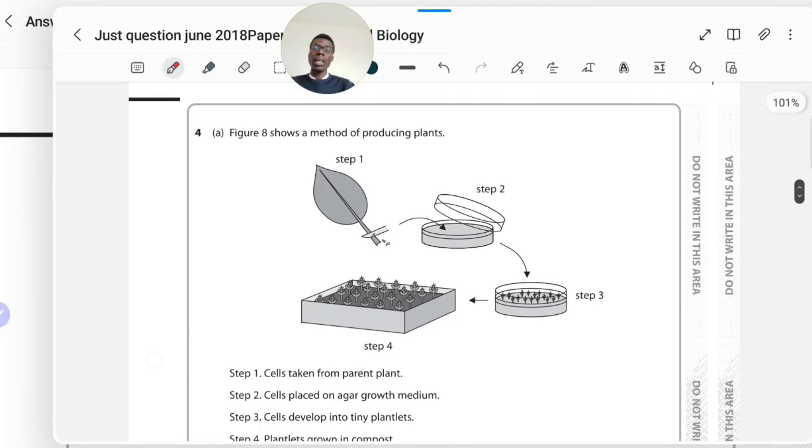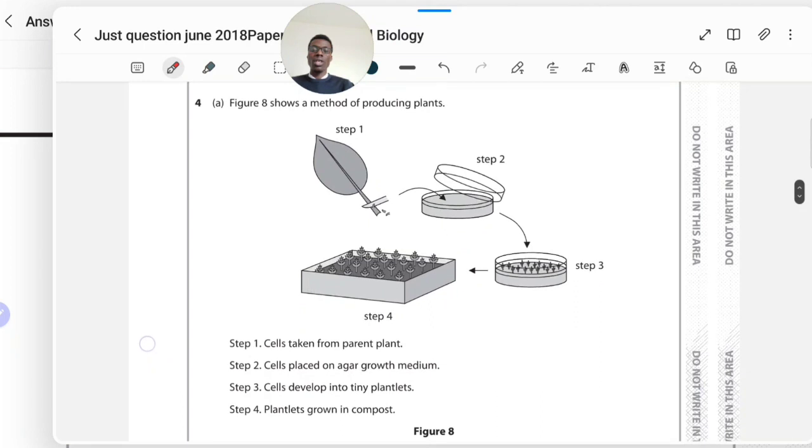Make sure you are trying to do that. Now, this one says figure 8 shows a method of producing plants. So, step 1, you can read through that. This is a parent plant. A cell is picked, taken from it, placed in agar medium, then develops into a tiny plantlet, this one. Then, afterwards, we have plantlets grown in compost.